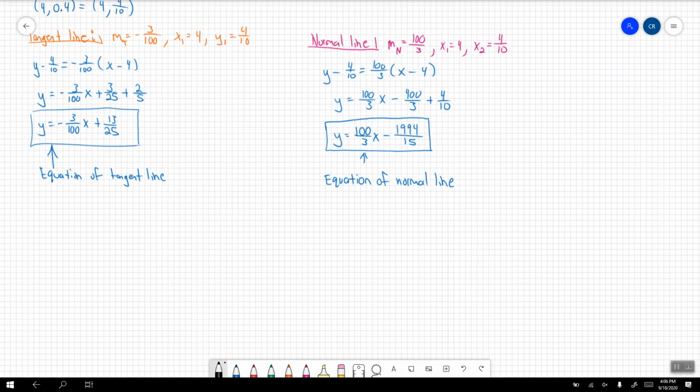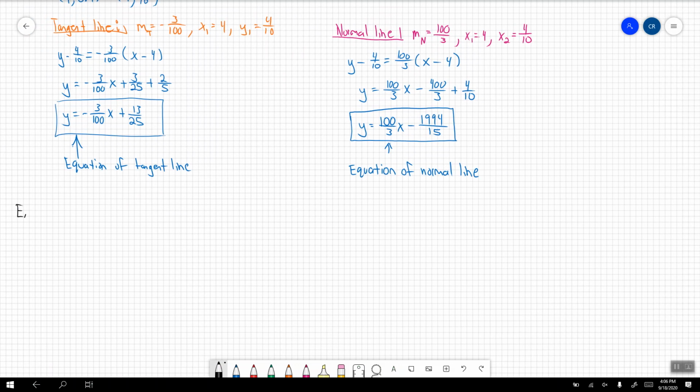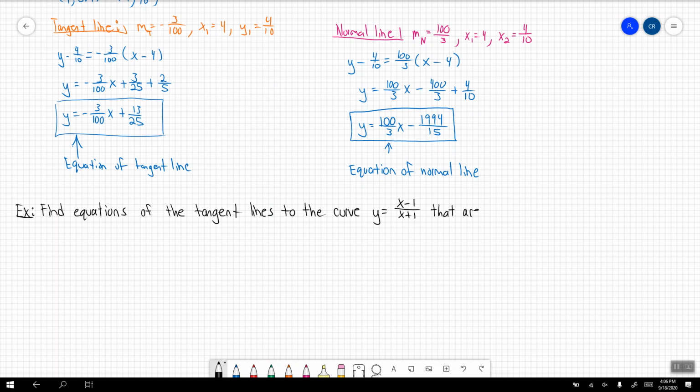So on this new example, we're going to be looking to find equations of the tangent lines to the curve y is equal to x minus 1 divided by x plus 1 that are parallel to the line x minus 2y is equal to 2.